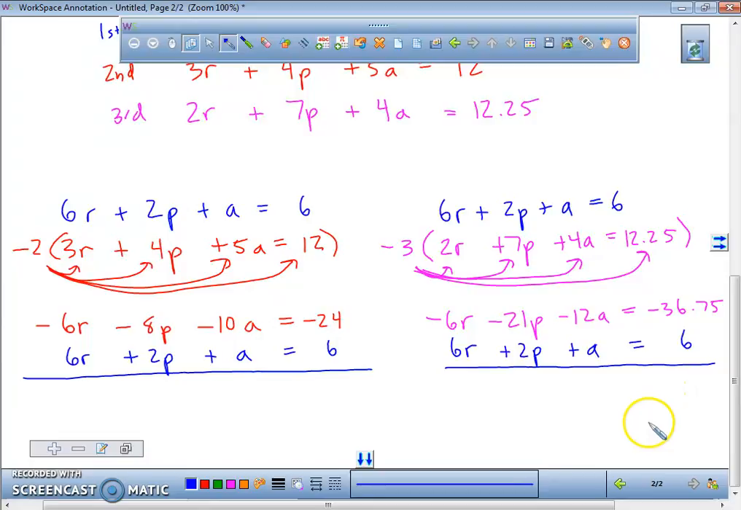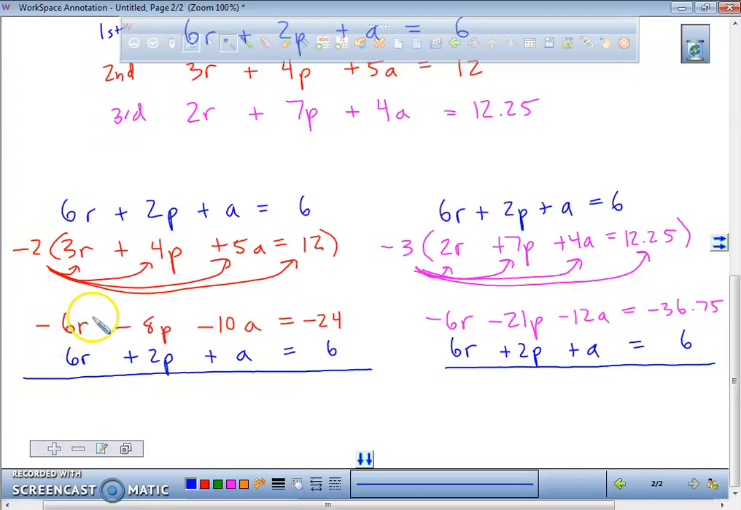The reason we multiplied everything in this bottom equation by a -2 is so that I could get a -6R, because I knew a -6R and a +6R would cancel out. And the reason we multiplied everything by a -3 here to get a -6R is so that this -6R would cancel out this +6R. And what does that mean? It means we're going from a 3-variable equation down to a 2-variable equation.